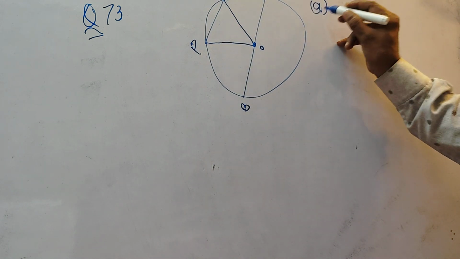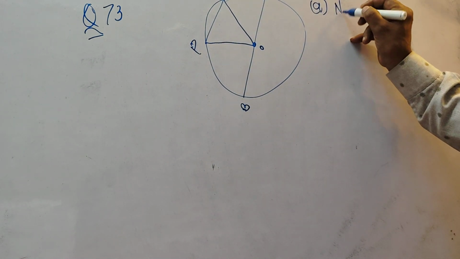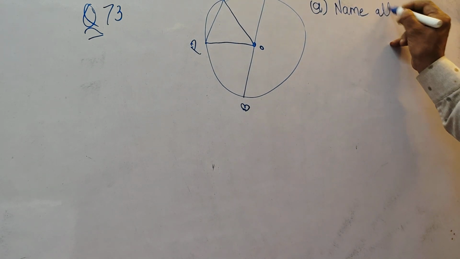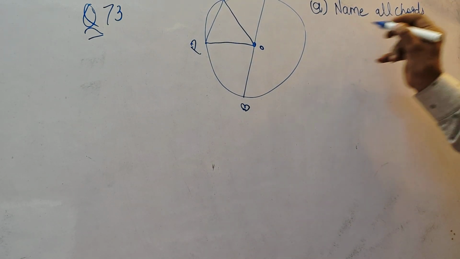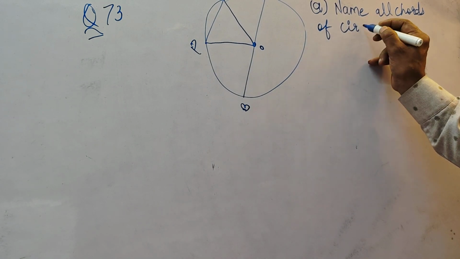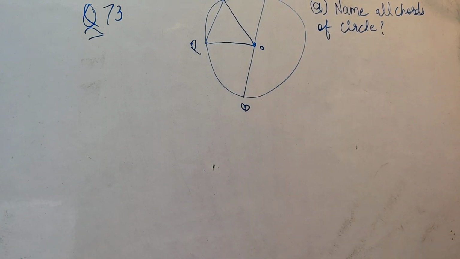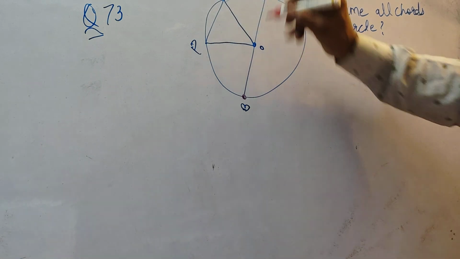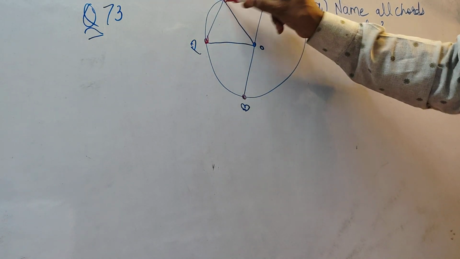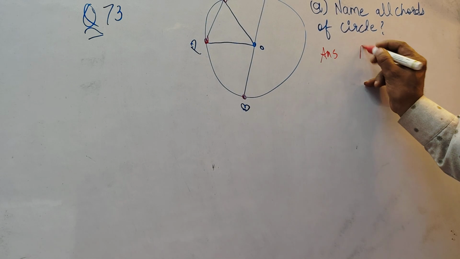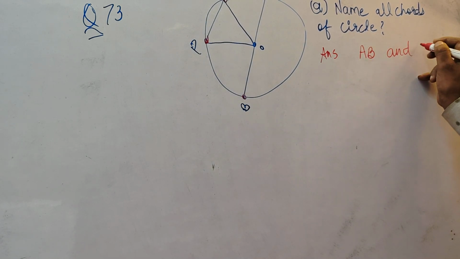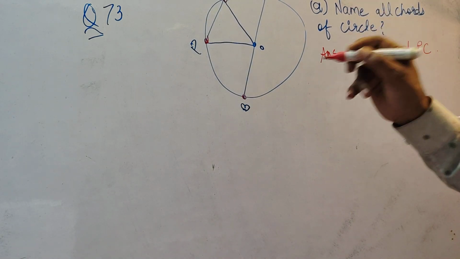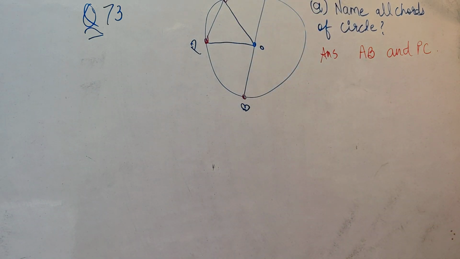Part A is asking: name all chords of the circle. There are two chords here. A chord is a line segment that intersects the circle at two points. So the first is chord AB and the second is chord PC. So the answer is AB and PC.